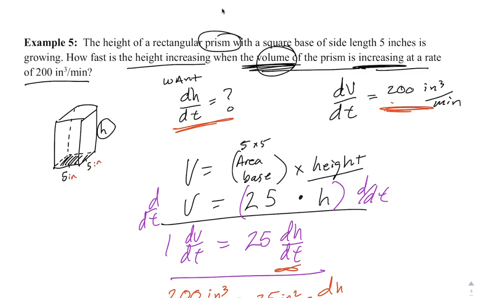All I have to do now is divide both sides by 25 inches squared. 200 divided by 25 is 8. So 8 equals dh/dt. I'm going to talk about the units in a second. So let's talk about units real quick, one of the last things we're going to do.